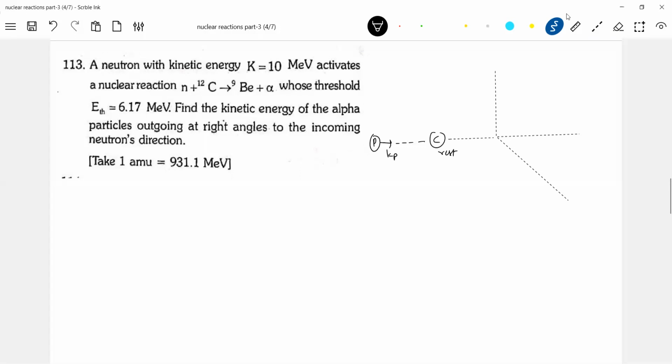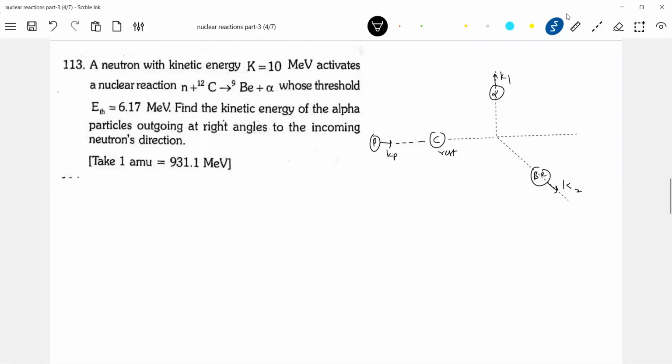After collision, going at right angle, so this must be the alpha particle, no? And this should be the beryllium nucleus. I think I'll write KB, that'll be enough. Okay, KB I will write. Or K1, K2. It'll be much easier for us.